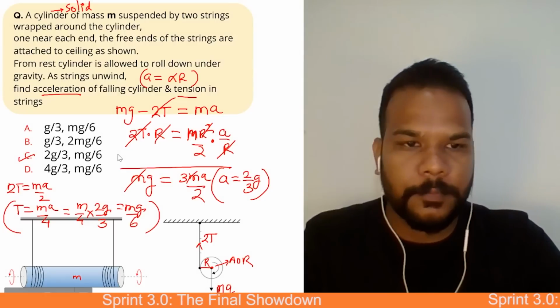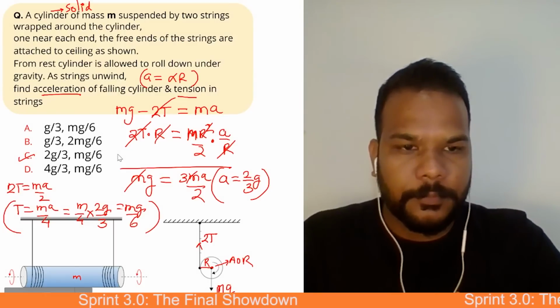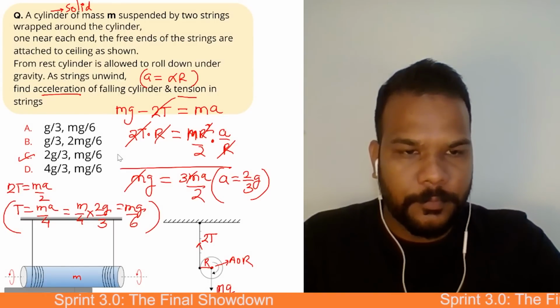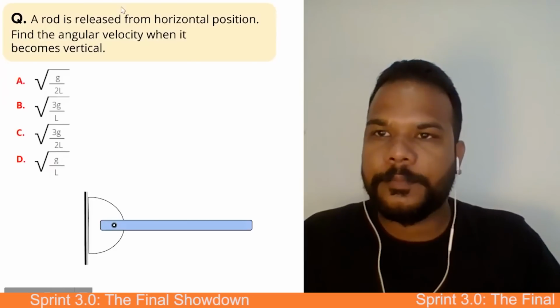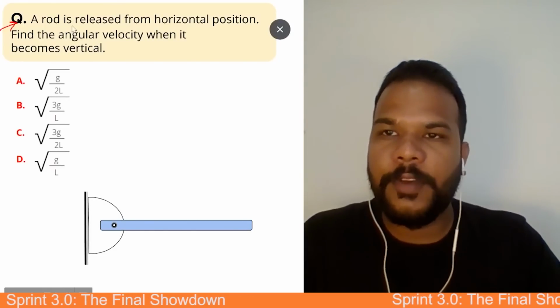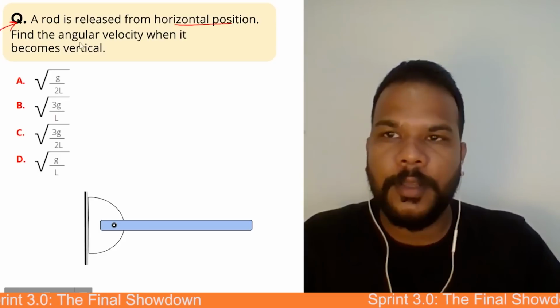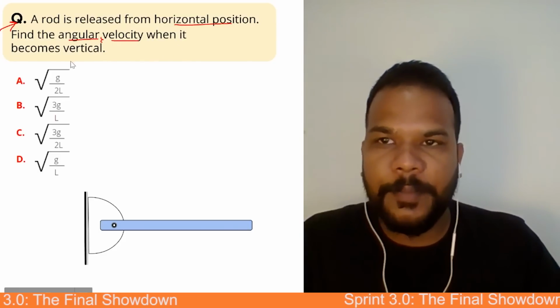Okay everyone, yeah, let's move on. Okay, in the next one we have a rod which is released from horizontal position. We have to find out the angular velocity when it becomes vertical.